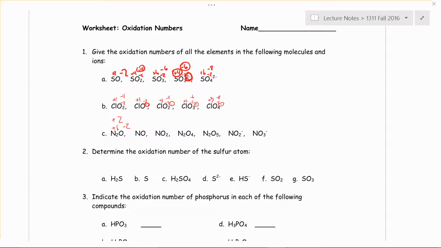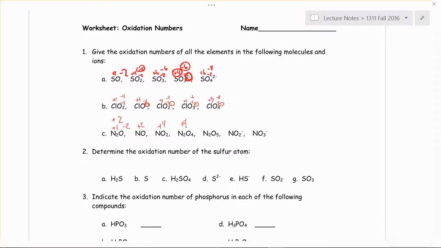What about for the next one? +2. Good. And if you need me to show you why, then let me. But if you got it right, good. How about the next one? +4. Next. +4 also. So it's +8 overall, but there's 2 of them, right? So that means each individual nitrogen has a +4 oxidation number. So +8 might be an answer choice. Don't choose that one. That's not the answer.